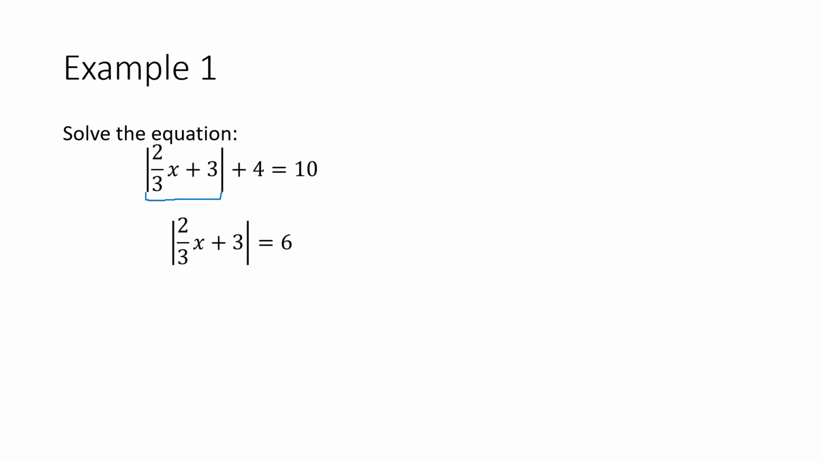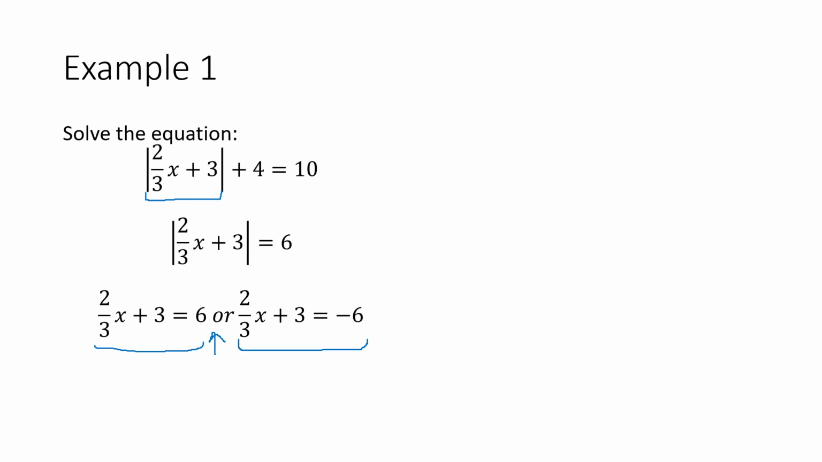We can say, first of all, drop the absolute value bars to write the equation 2/3 x plus 3 equals 6, and then write that same equation again, but with a -6 on the right side. And again, combine those with or in between, because only one of the two has to be true in order to have a solution. So now we're going to solve both of those equations.